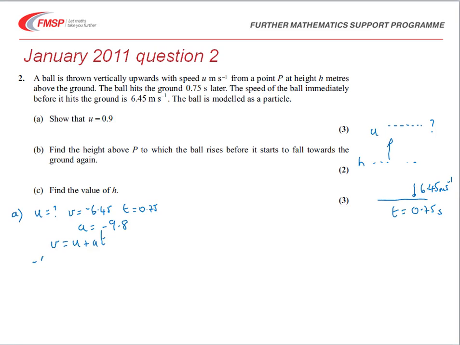Therefore, substituting the values that we know, negative 6.45 equals u minus 9.8 multiplied by 0.75. This solves then quite straightforwardly to u is negative 6.45 plus 9.8 multiplied by 0.75, which turns out to be 0.9, and we know it's units meters per second.